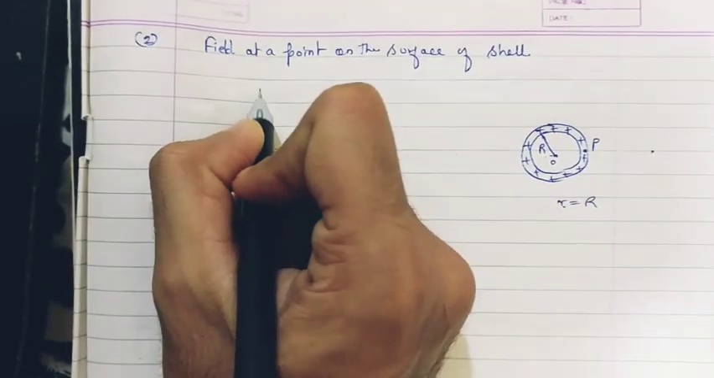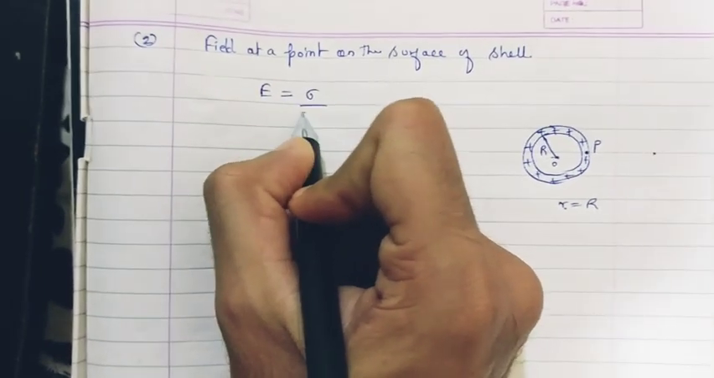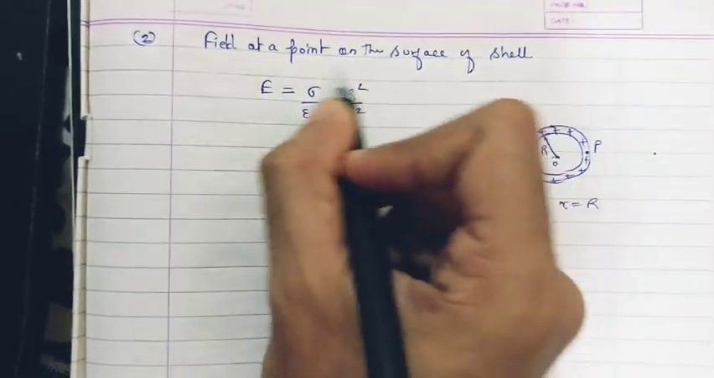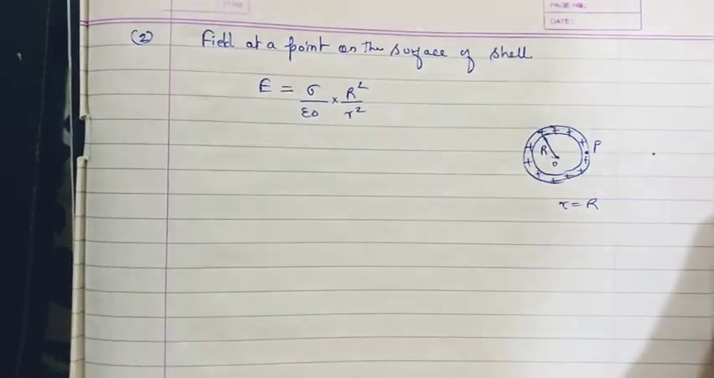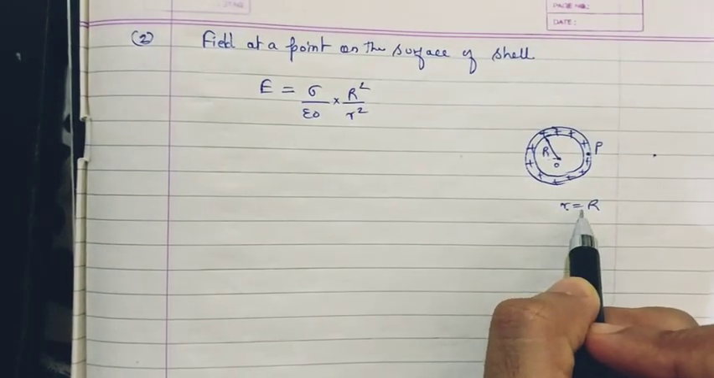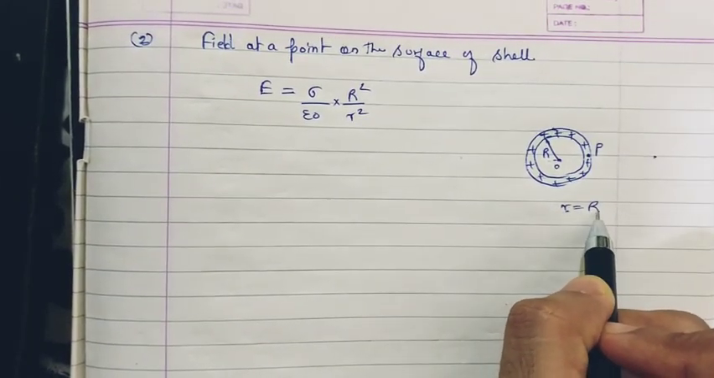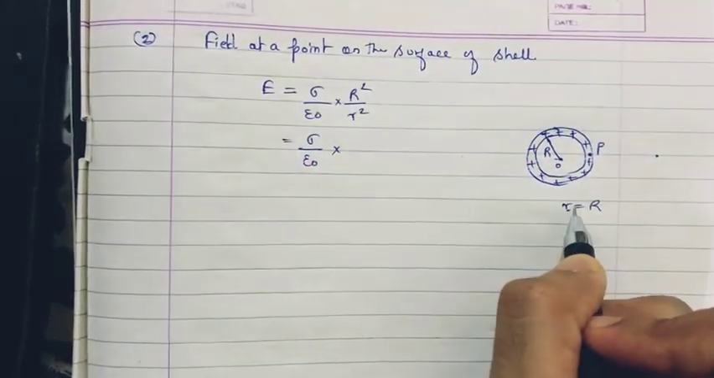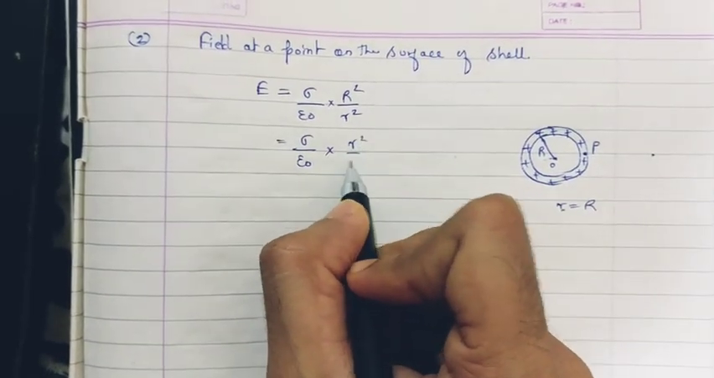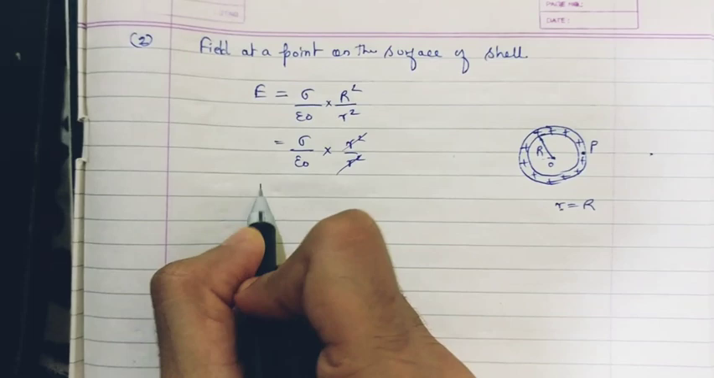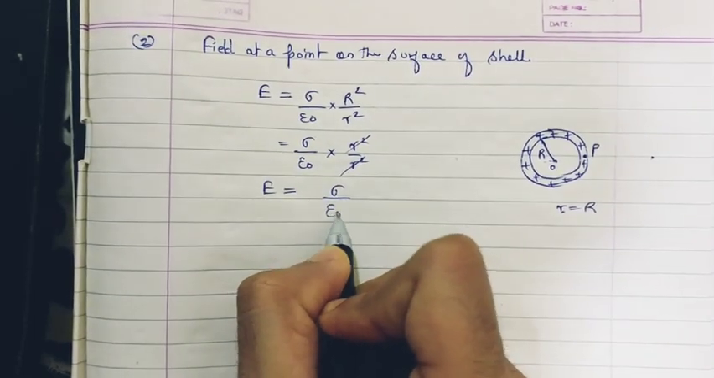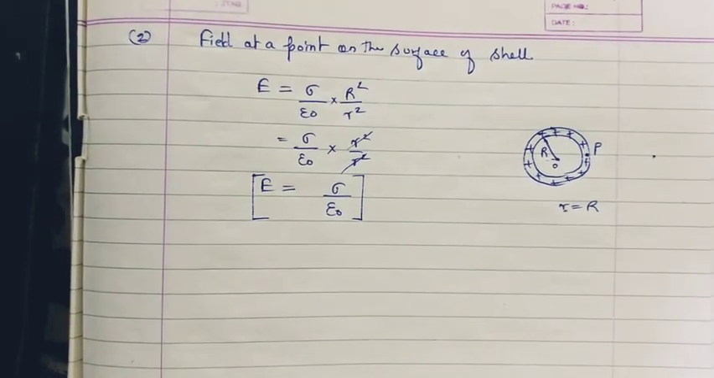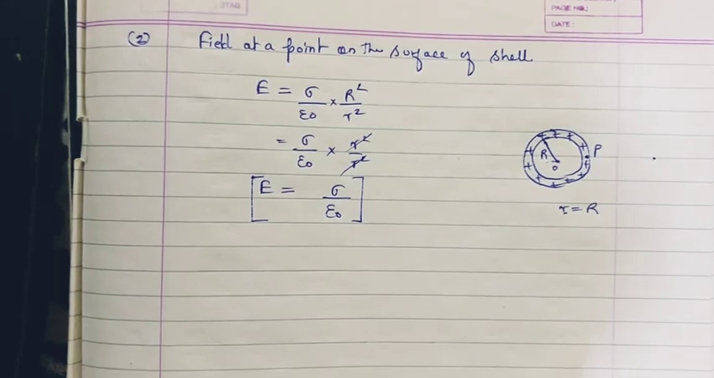So let's take the equation which we have already got. E is equal to sigma upon epsilon naught, capital R square upon small r square. This is the expression for electric field at a distance of r outside the shell. Now this is a special case wherein small r is equal to capital R, so let's substitute. This will be sigma upon epsilon naught, and in place of capital R, I'll put small r. So r square upon r square will get cancelled. So E will be equal to sigma upon epsilon naught. This is the expression for electric field on the surface of the spherical shell.